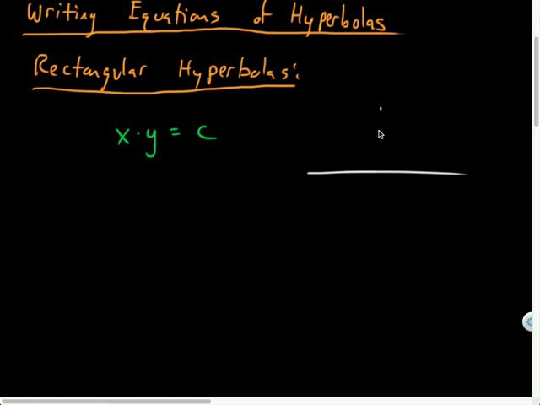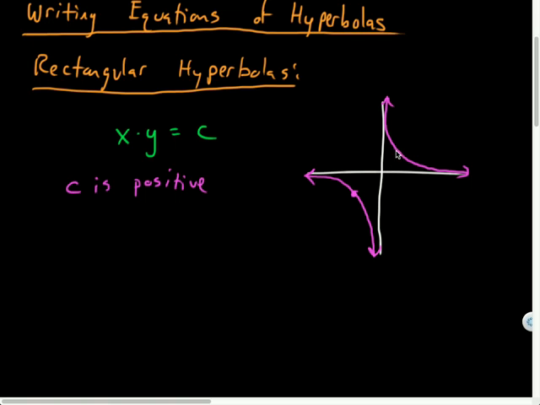So the graph of it, actually I might just use a two-color situation here. If c is positive, the graph looks like this, where your asymptotes are actually the x and y axes. Like that. And then your vertices are right there and right there. So it lines up perfectly with the coordinate plane, I guess.